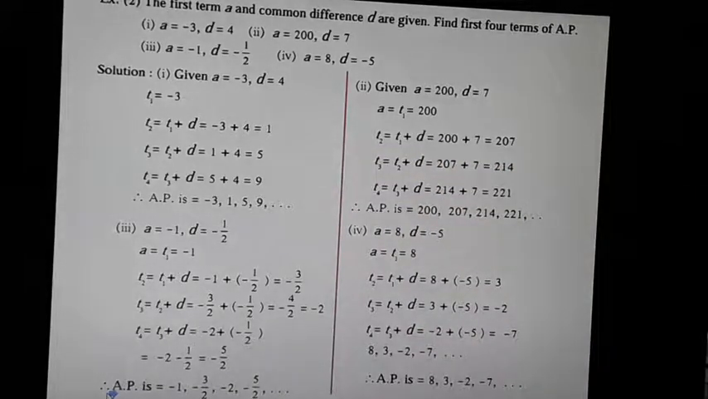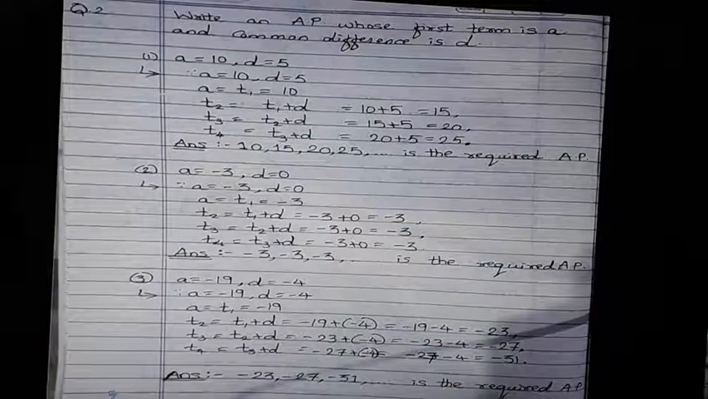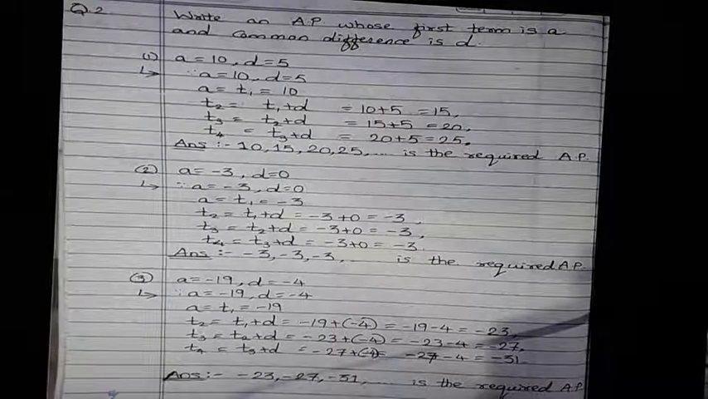Again, these things you have to copy down in your notebooks so that your concept will be cleared. So you all have to copy down in your notebooks now. Now we will proceed to the next. Again the same type of questions are given. Same steps you have to follow like the previous ones, and you have to copy down in your notebooks.